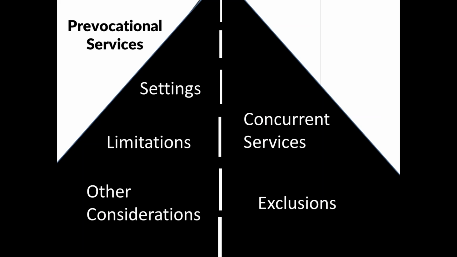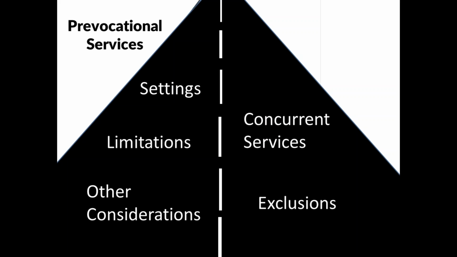So let's talk about a little more detail around some of the components of prevocational services. We're going to start with the settings. Prevocational services shall take place in community-based, non-residential settings. For concurrent services, that means that a member's individual service plan may include 2 or more types of non-residential habilitation services. For example, individual supported employment, long-term job coaching, small group supported employment, prevocational services, and day habilitation. However, more than one service may not be billed during the same period of time or the same hour.